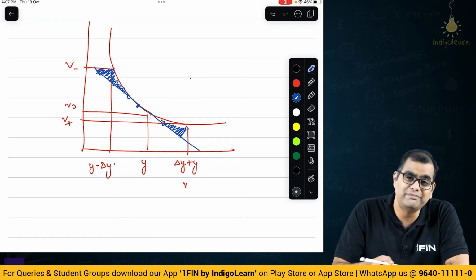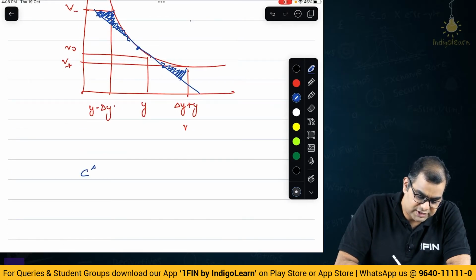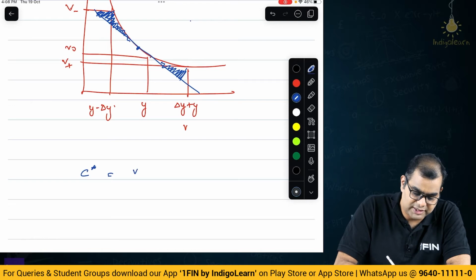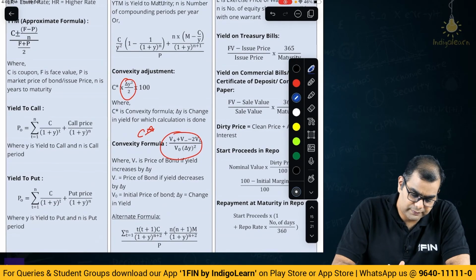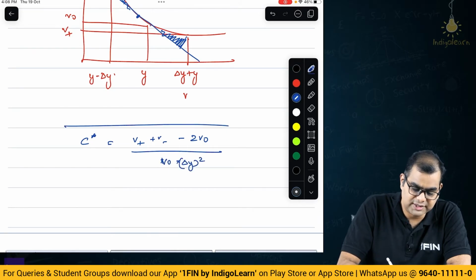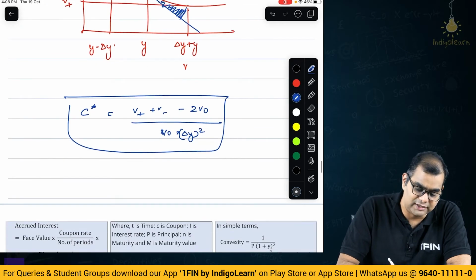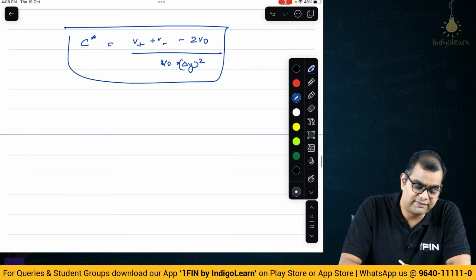To that you have to add the impact of convexity. How do you make the adjustment for convexity? C star is equal to your V plus and V minus, both the values, minus 2V0 divided by V0 into delta Y whole square. So this is the formula which gives you the value of the convexity. But this convexity is not directly the exact impact. You have to do something else.